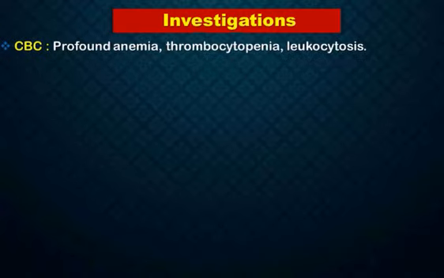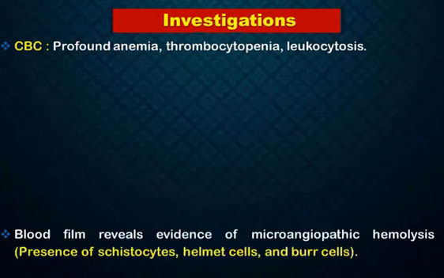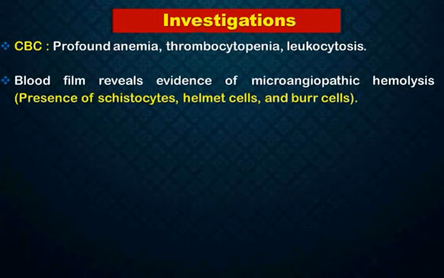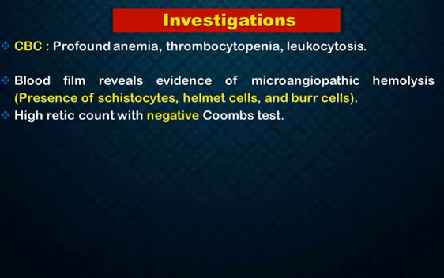So the investigation, by the history we put in our mind and by examination, this is an HUS, acute kidney injury due to HUS. So CBC important. We will find profound anemia, thrombocytopenia, leukocytosis, which is a sign of infection. Blood film reveal evidence of microangiopathic hemolytic anemia. We will see the schistocyte, helmet cell, and burr cell. This is typical of this type of anemia.